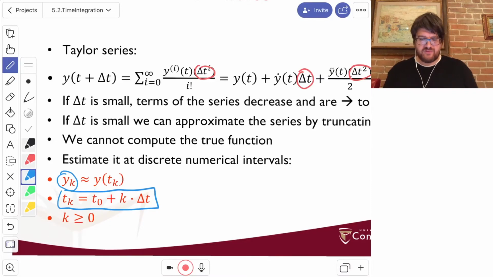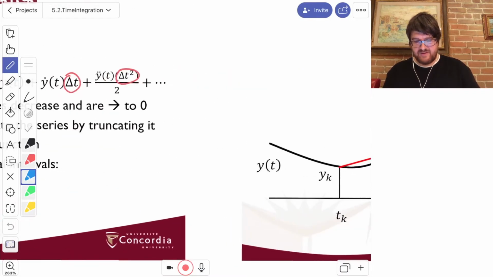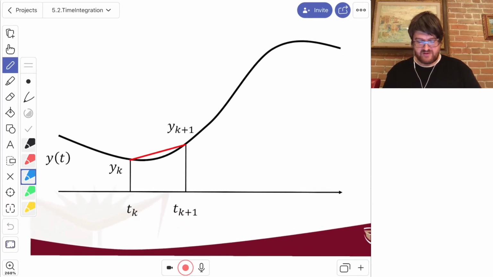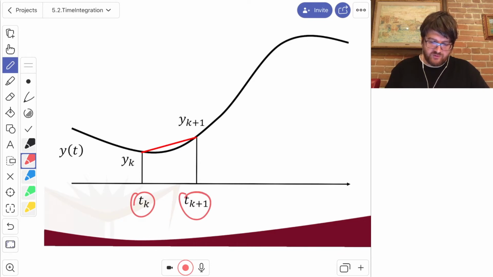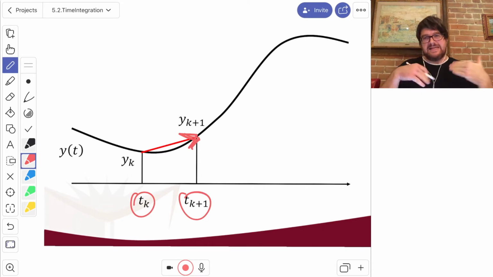To give you an intuition of how this works, it's basically like shown in this graph here. The black curve is the y of t, which we want to compute. But we cannot compute it exactly, so we estimate. The way we estimate it is we compute the value at some discrete points in time, and from one point to the next we compute some sort of vector. So our yk plus 1 is going to be yk plus a step. We call this a step. So the game here is how to find this step.